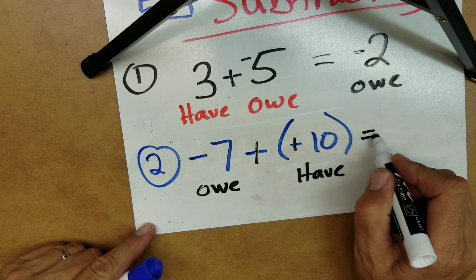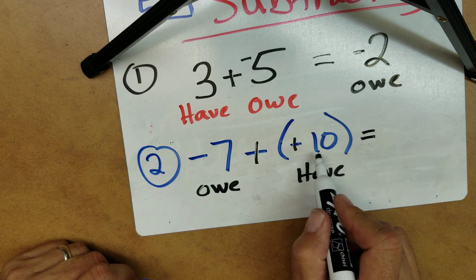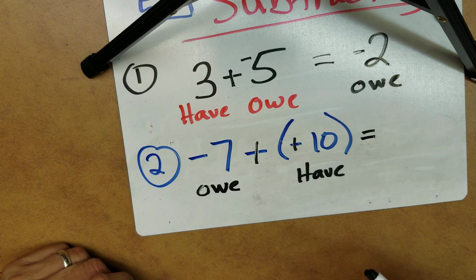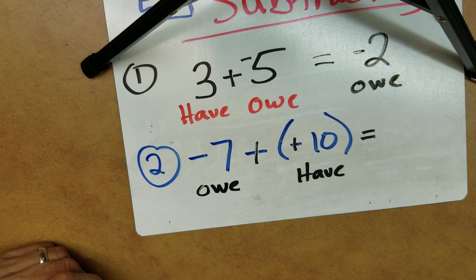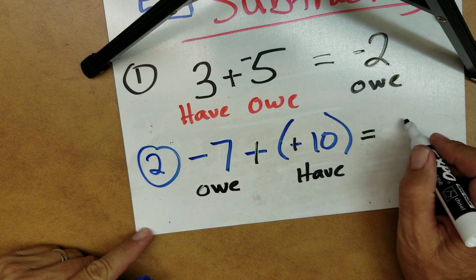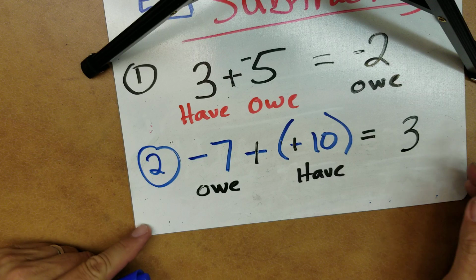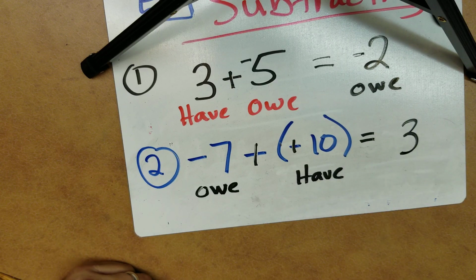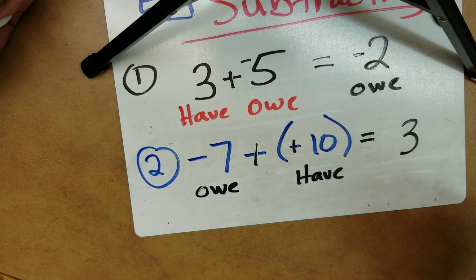Okay, well, let's see. You got $10 in your pocket. You owe me 7. Being honest, you're going to give me my $7. Do you have money left over? You do. How much do you have left over? 3. And since you have money left over, it's positive. See, this is easy when we talk about money like this.